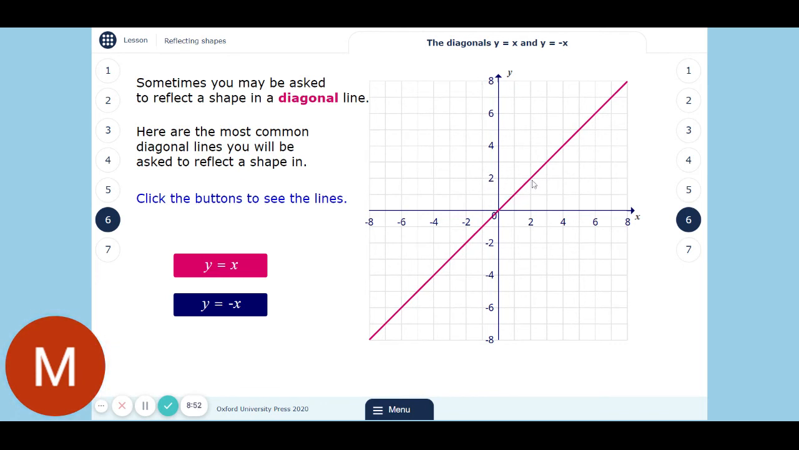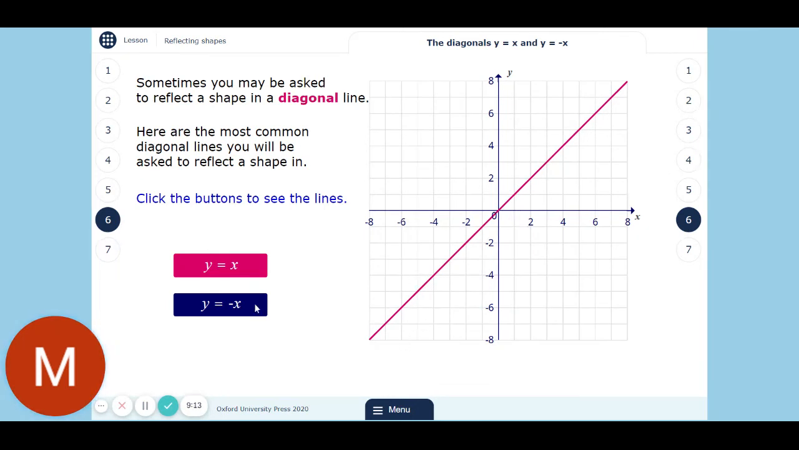So you can see here at this point in the line, you've got 2, 2. You can see at this point in the line, you've got 4, 4. At this point, 6, 6. At this point, 8, 8. And the same with the negatives. Okay, so it works the same in the negatives, the positives. That's the line y equals x.